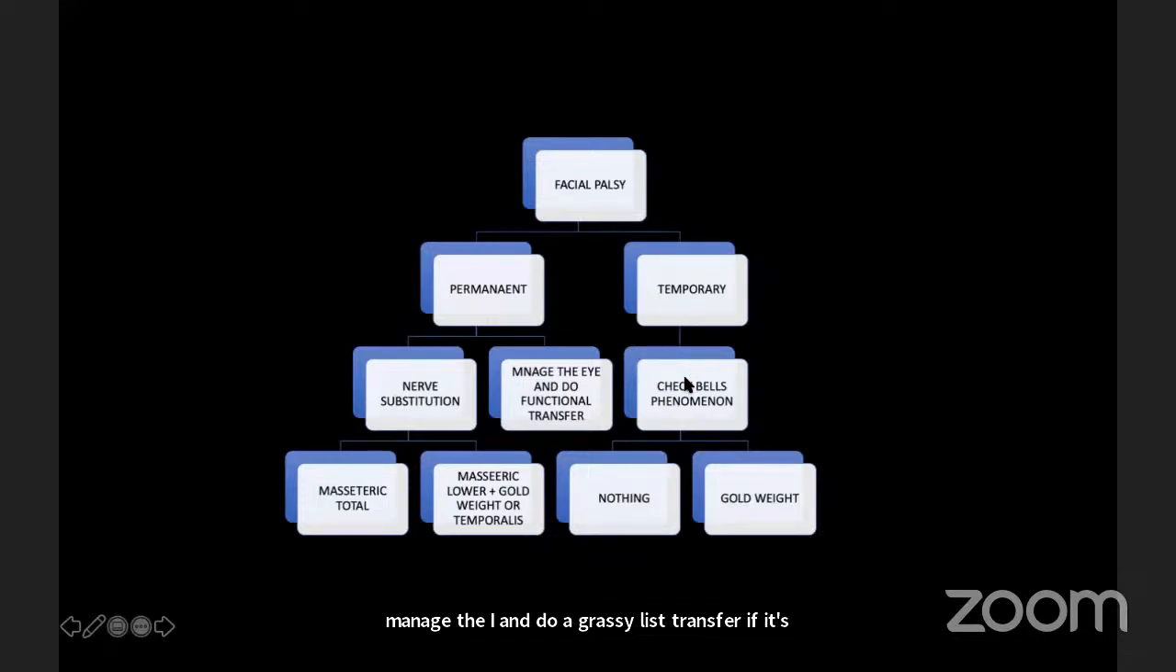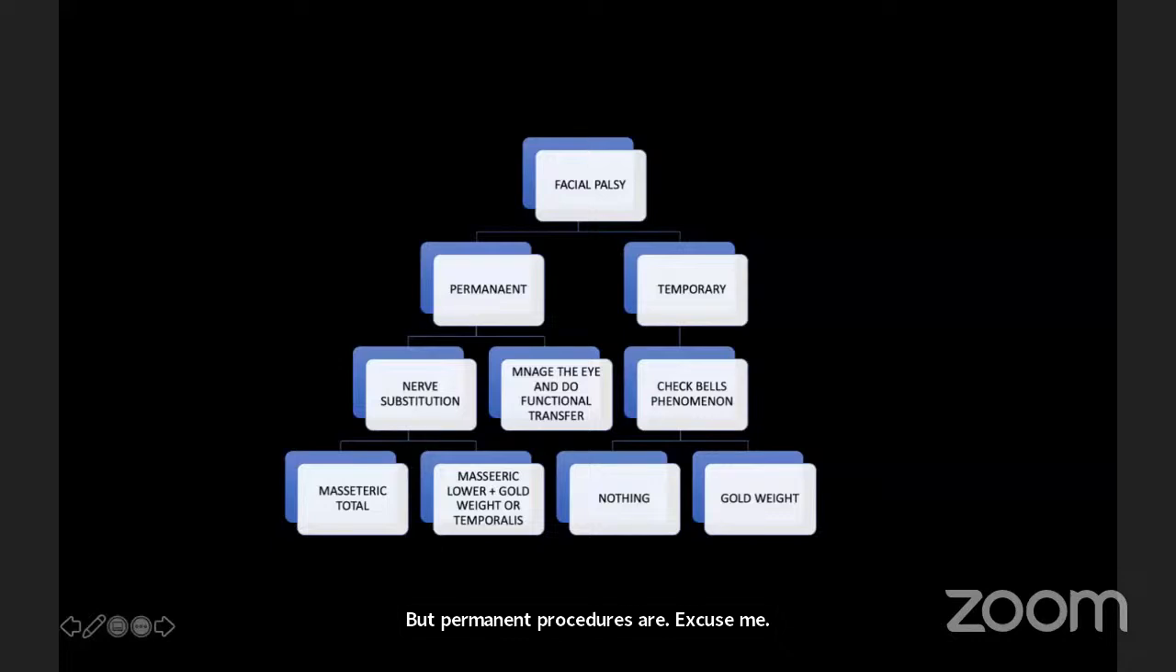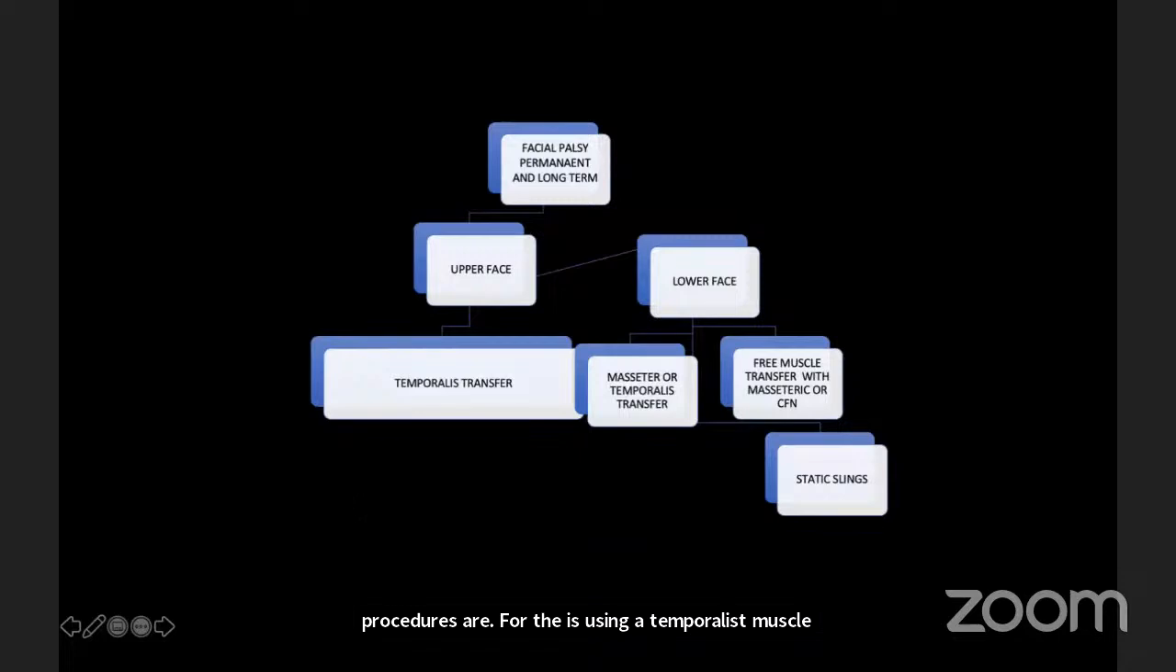If the eye closure is adequate, nothing has to be done. But if the eye closure is bad, then do a gold weight. This is temporary. But permanent procedures for the eye are using a temporalis muscle transfer, or you can do nerve substitutions with the masseter.